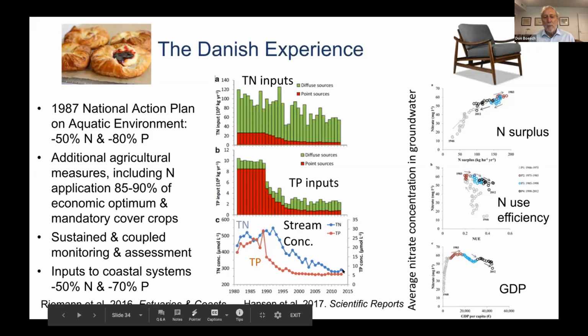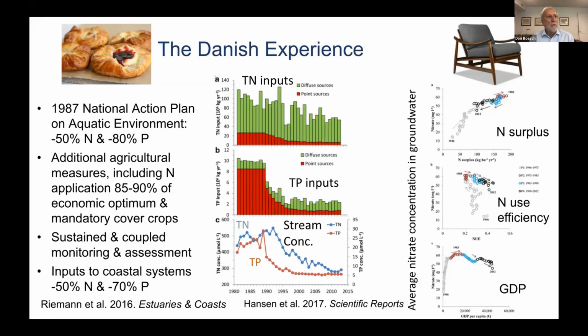This was done with more of a regulatory regime, where there were really specific regulations with respect to fertilizer applications and surplus nutrient applications, cover crop requirements, things of this sort. And it's probably taken that to produce these kinds of results.